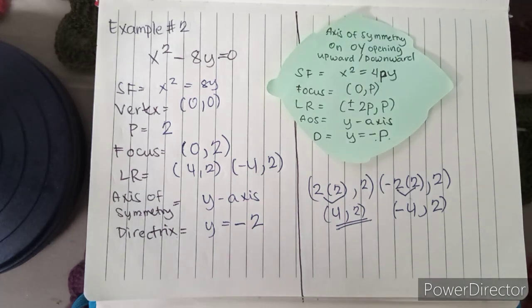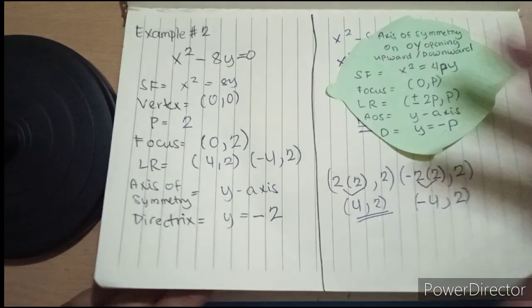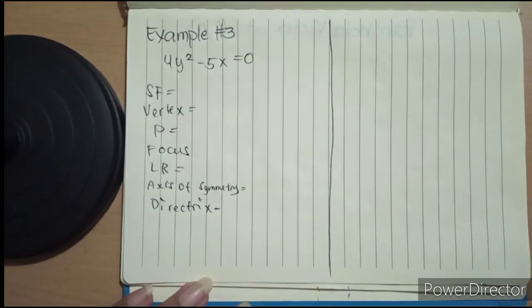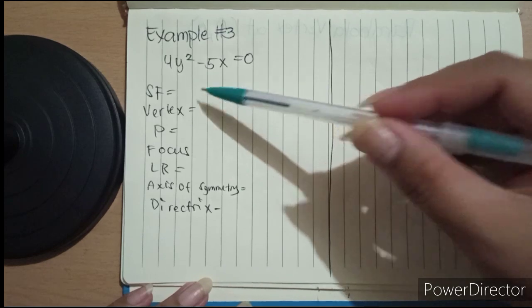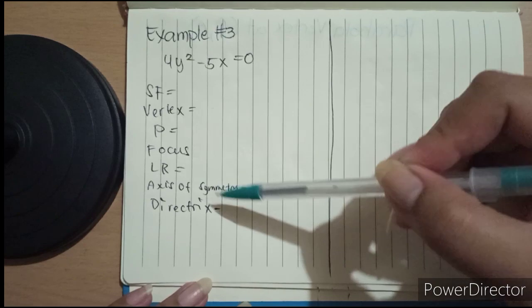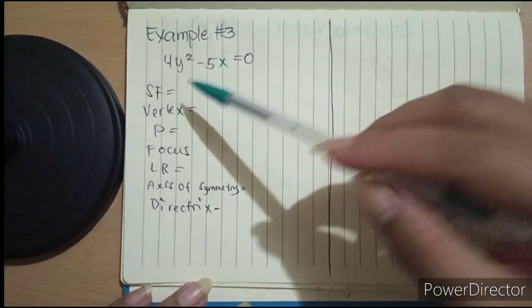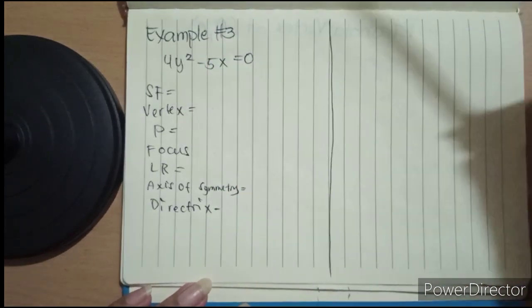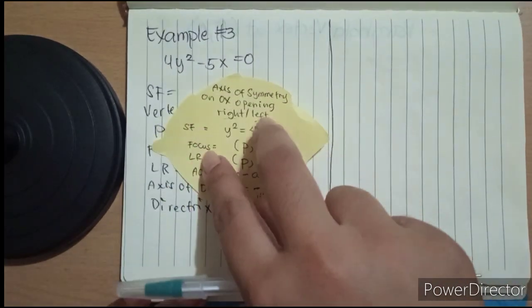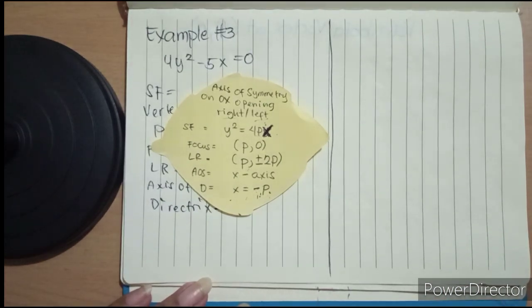So, isa pa tayong example. Okay, so now let's have example number 3. We have this equation: 4y squared minus 5x is equal to 0. We need to find the standard form, the vertex, the value of p, the focus, the latus rectum, the axis of symmetry, and directrix. Since ang naka-squared natin dito ay y, we're going to use the horizontal, or the axis of symmetry on the x-axis.